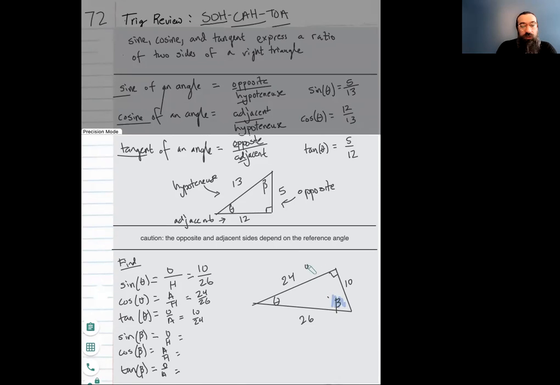So maybe we can label it, just make it a little bit clearer. Opposite side, adjacent, and the hypotenuse. So what's sine going to be? Well, it's going to be the opposite, which is 24 over 26. Cosine is going to be adjacent, 10 over 26. And then opposite over adjacent is now going to be 24 over 10. So there you go. Simple as that.